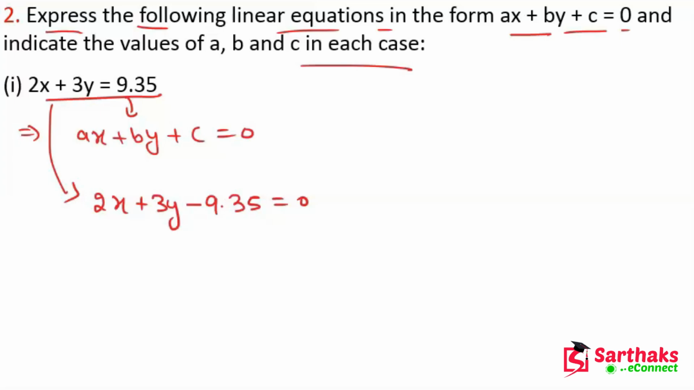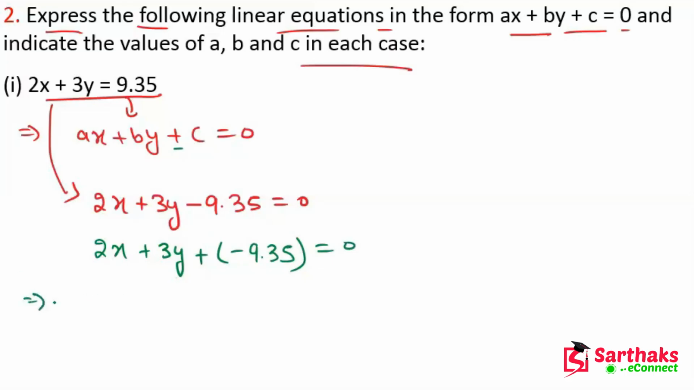If you observe this, here is the sign of negative and here is the sign of positive. So we can write it as 2x plus 3y plus negative 9.35 is equal to 0. Now we can compare very easily.